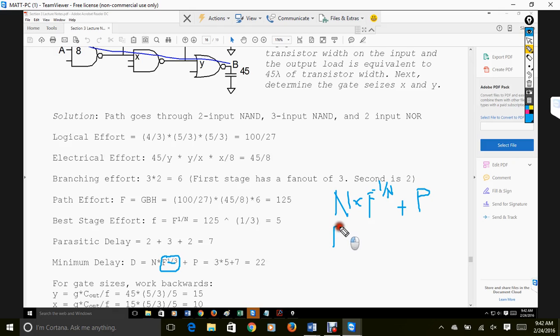So we know n is 3. We calculated f to be 125 to the 1/3, which becomes 5. Plus the parasitic delay is 2, 3, and 2 from the table, which becomes 7. So this becomes 15 and 7, which becomes 22. So that is the minimum delay of the circuit.